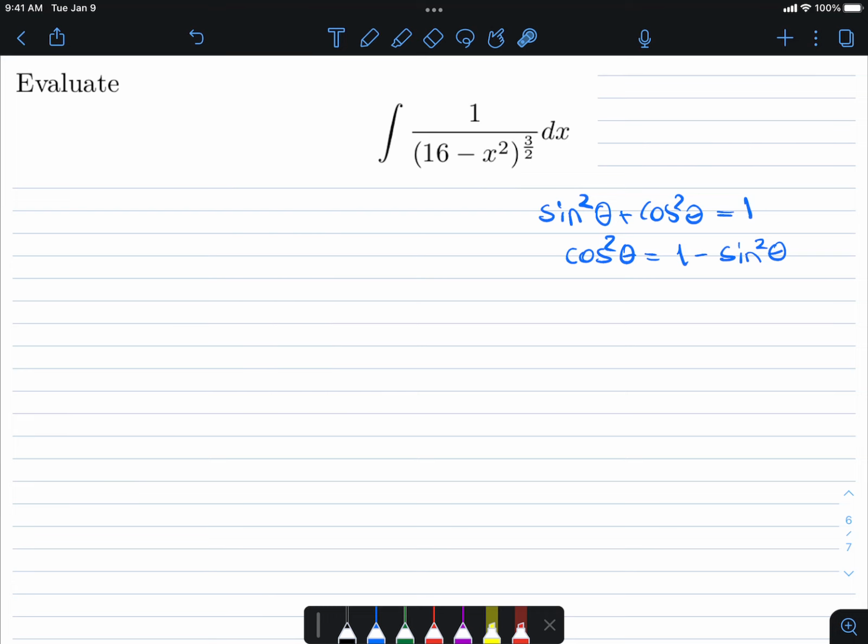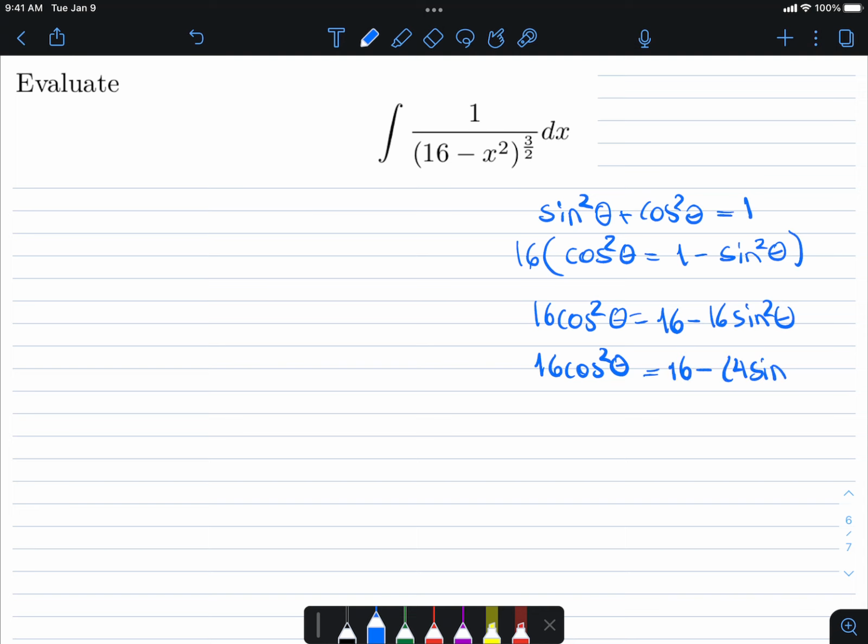So if you were to multiply both sides of this by 16 to make it even closer, right? And finally, you could write 16 minus 4 sine theta squared. So I have 16 minus something squared equals to this, which could be easily taken the square root of, right? So this 1/2 in here, which corresponds to a square root, could be easily resolved.